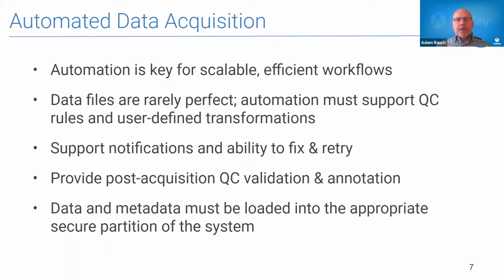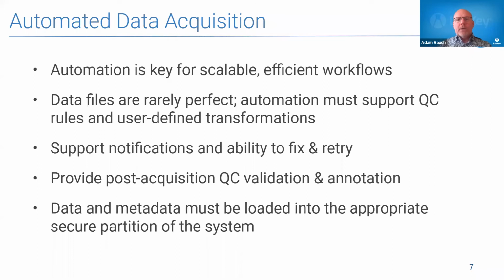And even with that, things will fail. Machines fail, network connections fail, file systems fail, all kinds of things fail. Permissions fail, it could be user, it could be hardware, but things fail, and you need notifications to inform you when things have gone poorly. And then you need the ability to fix that and retry. And then even after you get the data in, you need more QC validation. After acquisition, you need to be able to view the data, see if there are any problems, annotate any of those problems and then fix them.